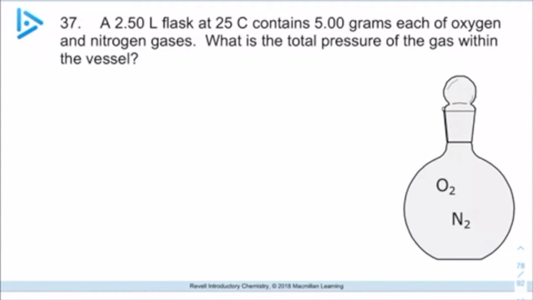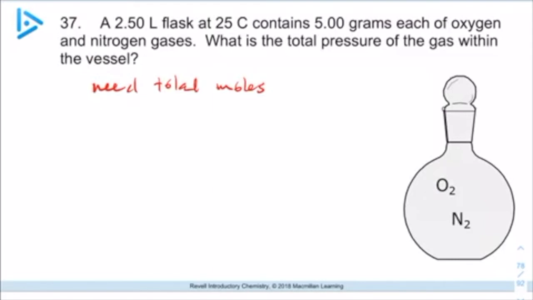A 2.5 liter flask at 25 degrees C contains 5 grams of each oxygen and nitrogen gas. What is the total pressure of gas within the vessel? So in order to solve this, I need total moles. Total moles will tell us total pressure.